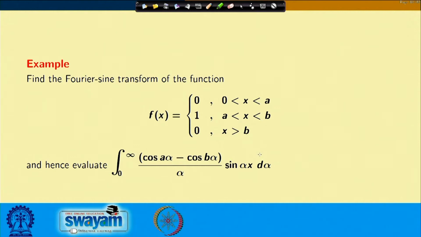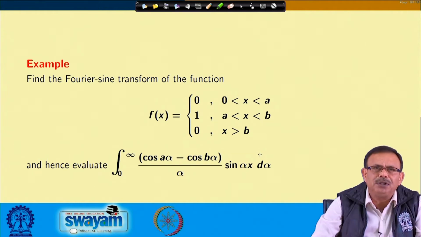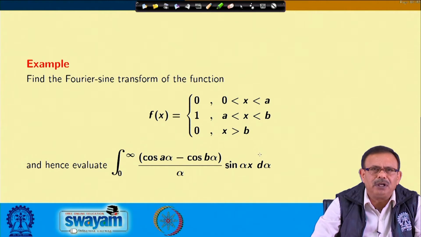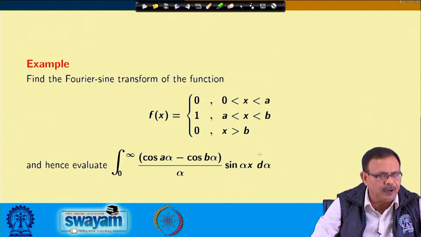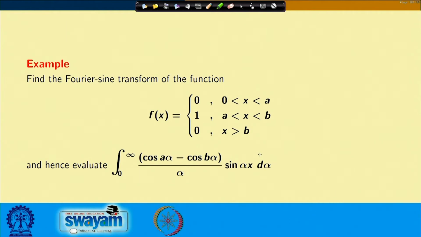So, in the last lecture you have observed how to find out the Fourier cosine and Fourier sine transform of a function when the function is defined from 0 to infinity, and also how to evaluate the value of some integrations. Let us see quickly one particular example again on Fourier sine transform. Here the function f x is 0 when x lies between 0 to a, 1 when it is between a to b, and it is 0 for x greater than b. And then we want to evaluate the integral from 0 to infinity of cos of a alpha minus cos of b alpha by alpha into sine of alpha x d alpha.